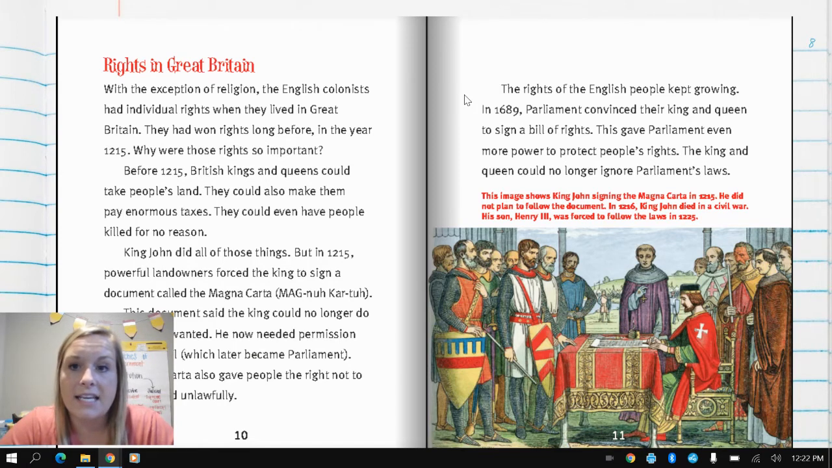The rights of the English people kept growing. In 1689, Parliament convinced their king and queen to sign a Bill of Rights. This gave Parliament even more power to protect people's rights. The king and queen could no longer ignore Parliament's laws. This image shows King John signing the Magna Carta in 1215. He did not plan to follow the document. In 1216, King John died in a civil war. His son, Henry III, was forced to follow the laws in 1225.